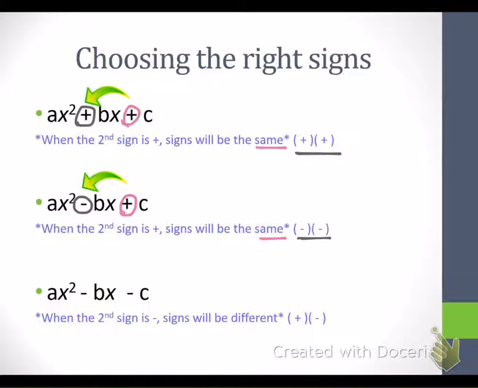Now, if my second sign is negative, like it is in this trinomial, then I automatically know my signs are going to be different. And I'm going to go ahead and make one of them plus and one of them minus. All right? So that is how we can very quickly figure out if the signs in our binomials are going to be the same or if they're going to be different.